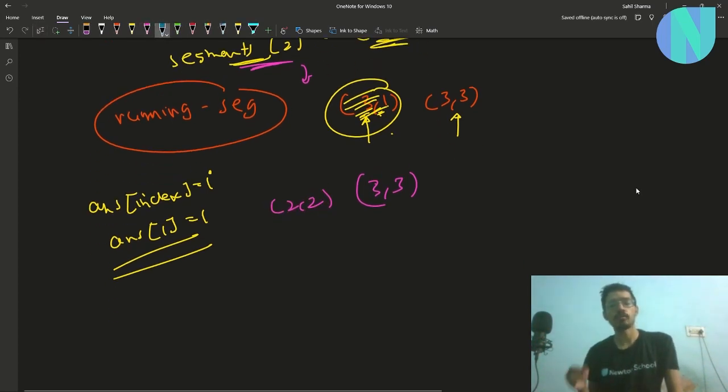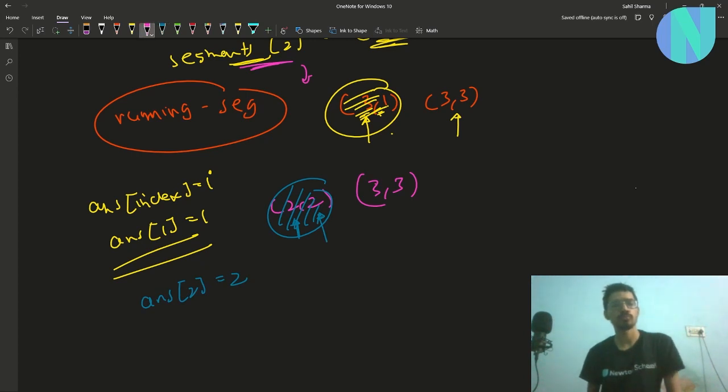So again I have to place 2. So I will choose the segment that has the lowest right endpoint. So here the lowest right endpoint is 2, right? So I will take this and pop this, and I will set my answer of 2 equal to 2 because my index was 2. So I will set my answer of 2 equal to 2.